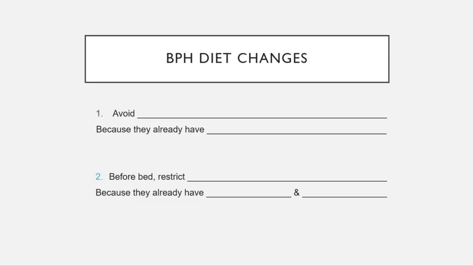BPH diet changes. Teach your patients to avoid bladder irritants because they already have urinary frequency. Also, before bed, they need to restrict fluid intake because they already have nocturia and urinary frequency.